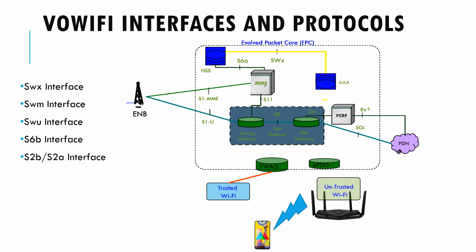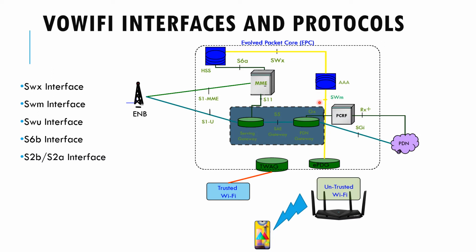So let's begin. First interface is the SWx interface, which is between the HSS and the AAA, shown in the network architecture in yellow color. The next interface which has been introduced is the SWm interface. SWm interface is between the AAA and EPDG. It is shown in the yellow color.